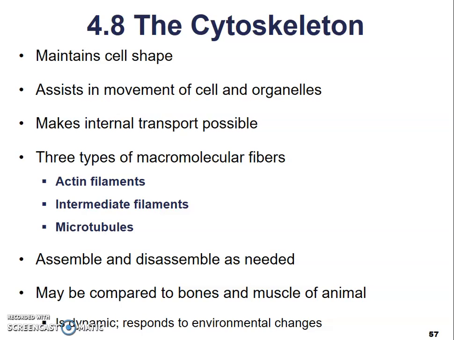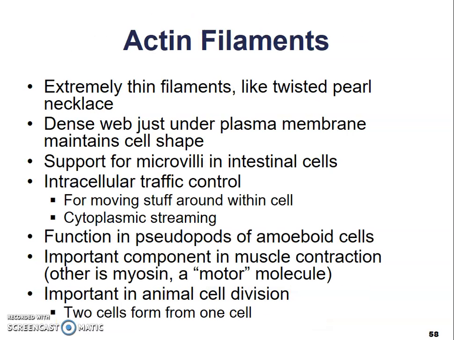There are three main types: actin filaments, intermediate filaments, and microtubules. This cytoskeleton can be assembled and disassembled as needed by the cell. It has been compared to the bones and muscles of an animal, and it is dynamic, which means it responds to environmental changes. Let's talk about actin filaments first.